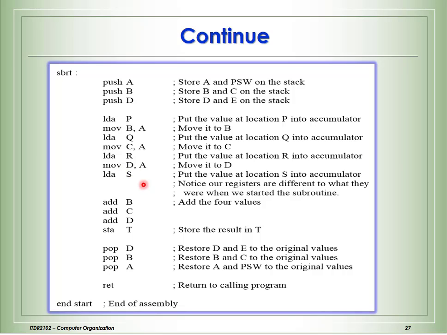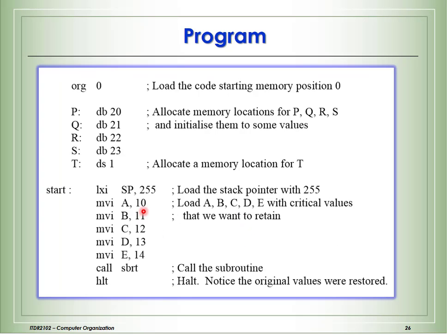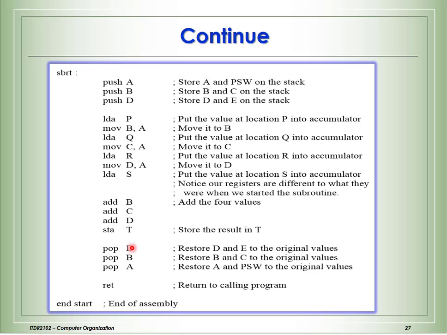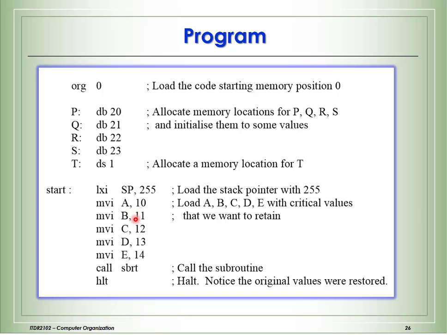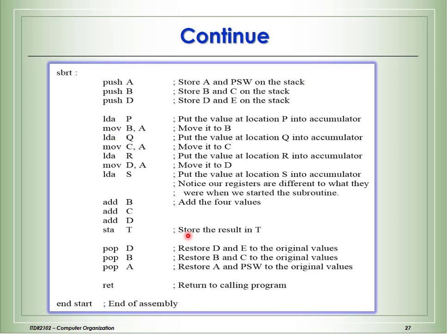After that, we are going to add the four values. Add B, C, D, and store the result in T. Now what is important here? In the beginning, the values are 10, 11, 12, 13, 14. But after we call the subroutine, the values now in A, B, C, D will be different. These are the values after calling the subroutine. Then we add the four values and store the result in T.